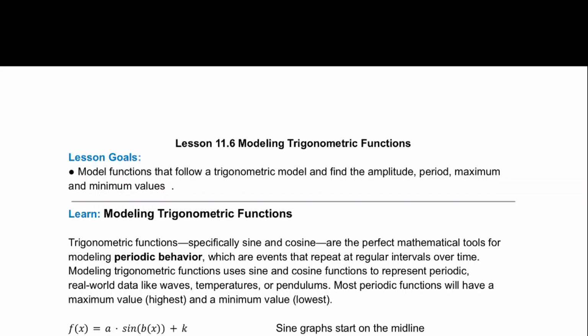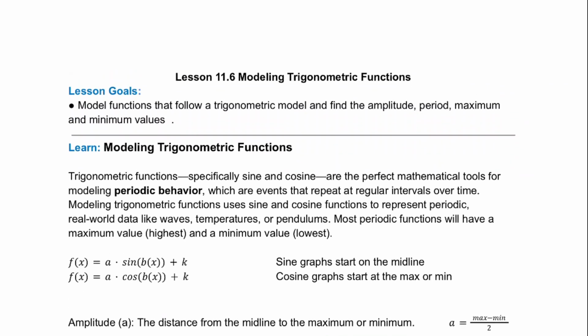So, for our last lesson of the year, they're going to talk about using trig models to model things in real life. Typically, trig functions, specifically sine and cosine, are good math tools for modeling periodic behavior or events that repeat at regular intervals over time. Modeling trig functions uses sine and cosine functions to represent periodic and real-world data like waves, temperature, or pendulums.